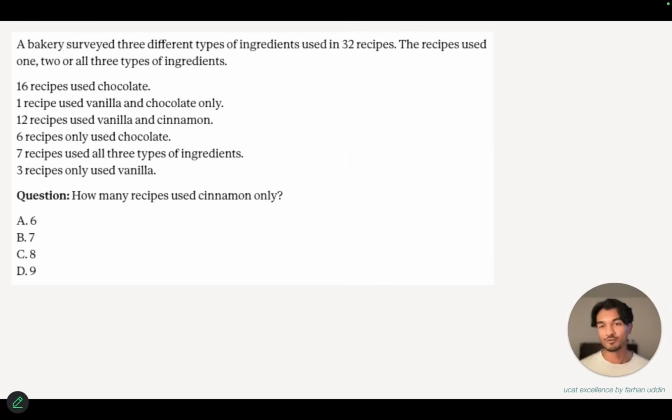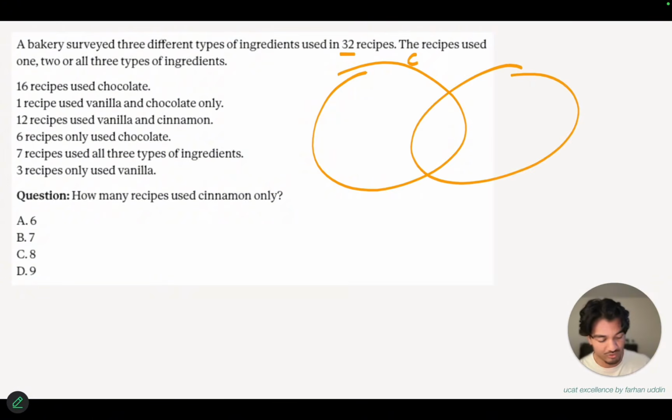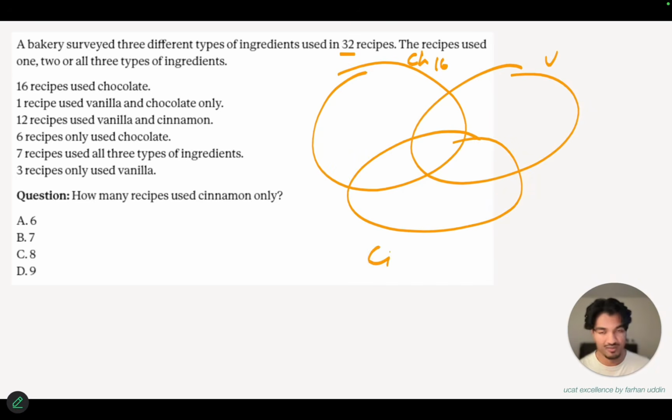All right, let's go through this question together now. So actually, this is one of those examples where we couldn't use the mathematical method. Or maybe we can, and I just don't know of it. But I'm just going to show you the visual method instead. So we've got 32 recipes in total. The recipe uses 16 recipes only chocolate. So we're going to have chocolate here and 16. And we've got vanilla as well, and then we've got cinnamon. So just setting up the Venn diagram.